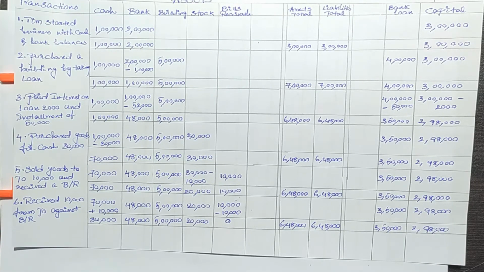Bank, building, stock, bank loan, capital balances will remain same. There won't be any change in these account balances. Asset side total is 6,48,000 and liability side total is 6,48,000. Both the sides totals are matching with each other.